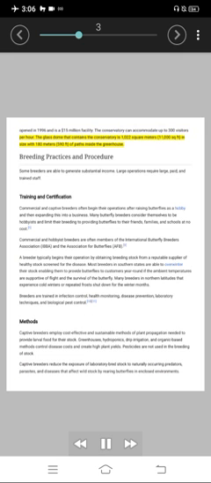The glass dome that contains the conservatory is 1,022 square meters, 11,000 square feet, in size with 180 meters, 590 feet, of paths inside the greenhouse. Breeding practices and procedure. Some breeders are able to generate substantial income. Large operations require large, paid, and trained staff.